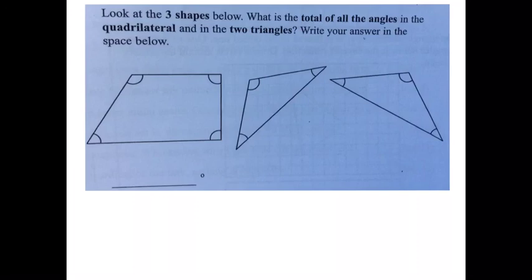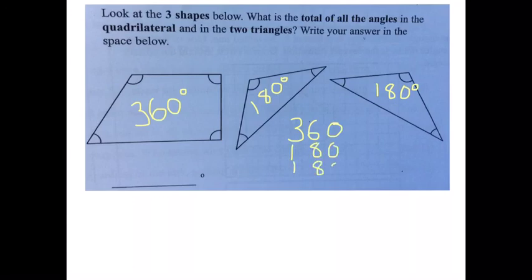Our quadrilateral has 360 degrees and each triangle has 180 degrees. So our final sum then is to add all three numbers. 360 plus 180 plus 180. 3 zeros are 0. 8 and 8 is 16. Plus the 2, 22. 3, 1, 1 and 2 is 7. So our final answer is 720 degrees.